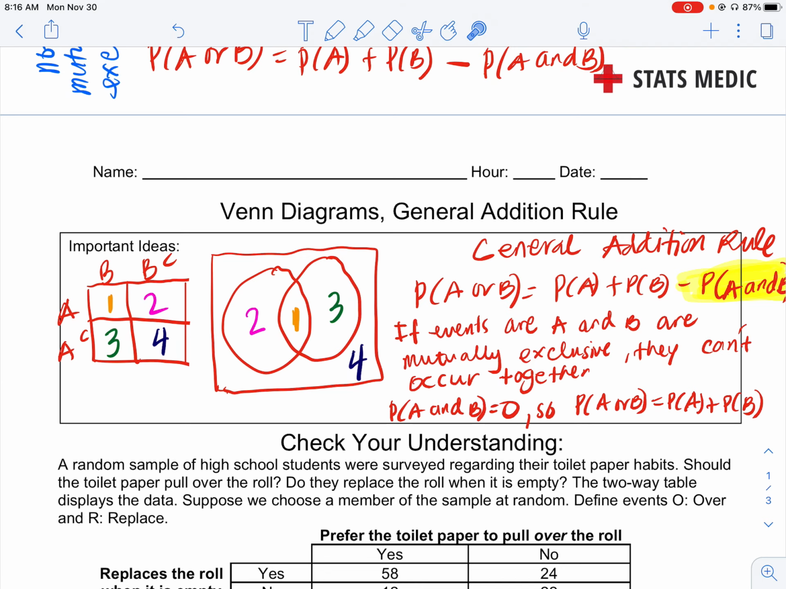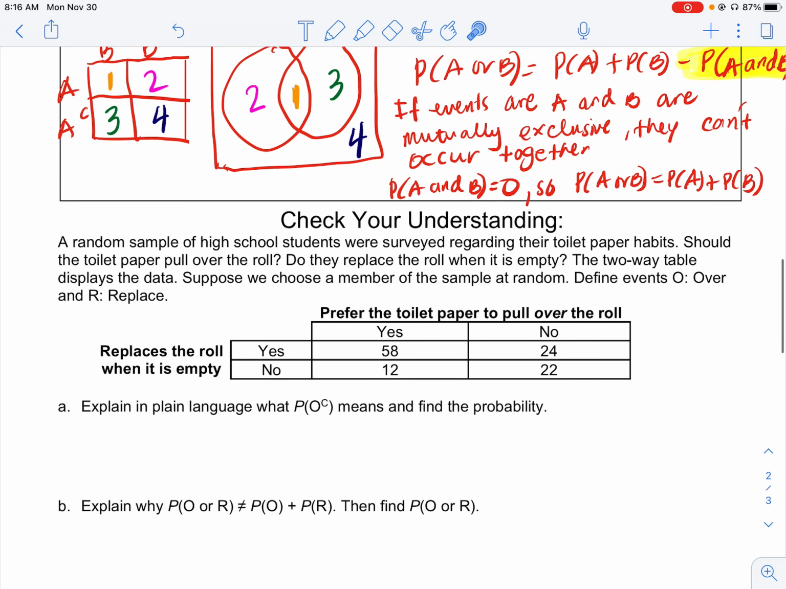Okay? Let's see if we can apply the same thing in here. A random sample of high school students were surveyed regarding their toilet paper habits. Should the toilet paper pull over the roll?